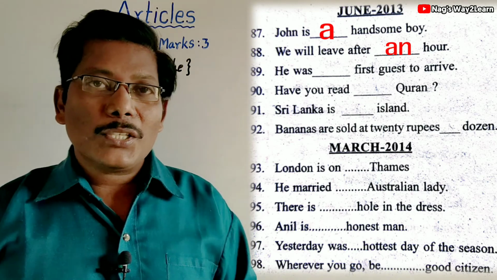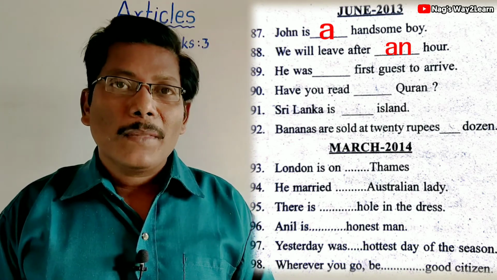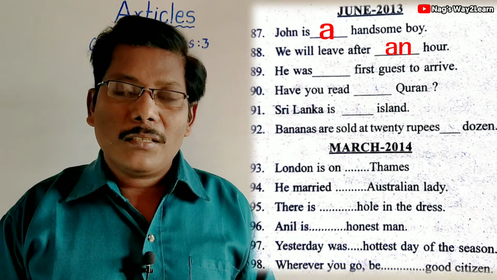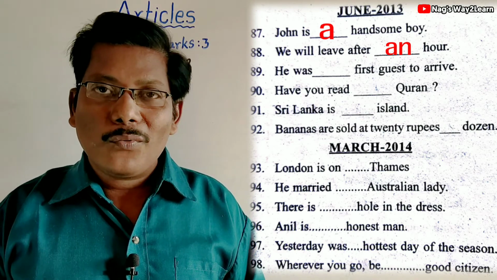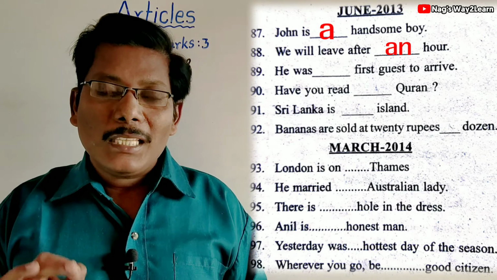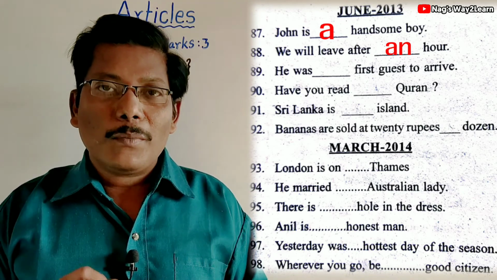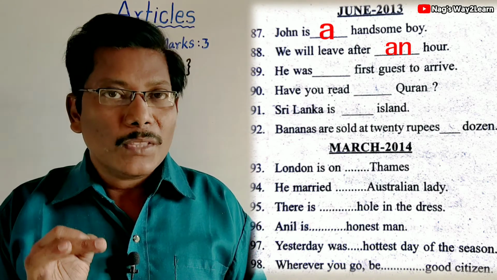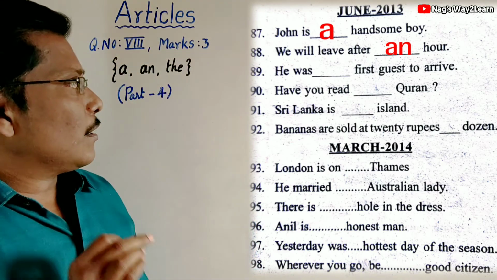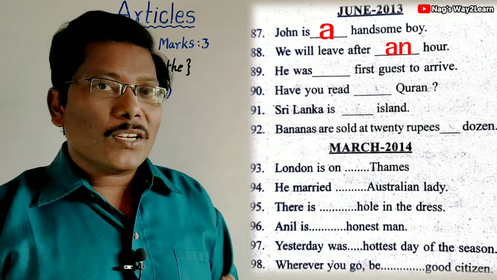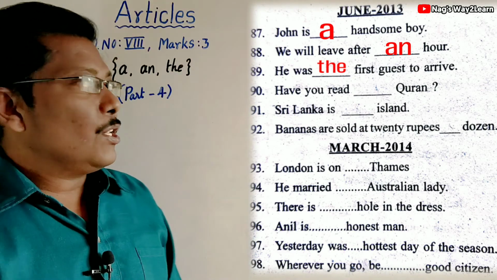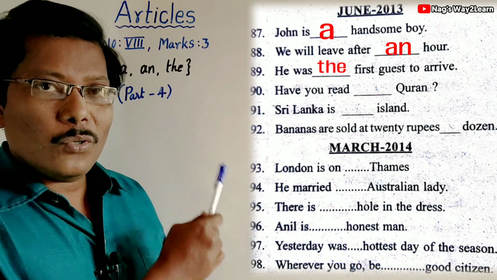Here, in the previous video, I have explained to you that the numbers first, second, third, fourth, fifth and so on are called ordinal numbers, and before ordinal numbers we must use the definite article the. So therefore the answer is: he was the first guest to arrive.